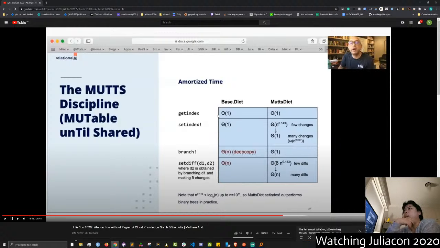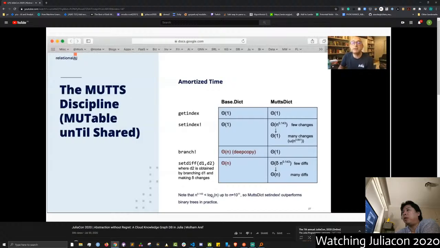But the worst case SetIndex for a MUTs dictionary is only n to the 1/7, which makes it much better suited for applications where updating is managed. Now we get to the intended use cases, which is having multiple versions of the same dictionary coexisting at the same time and branching new versions.